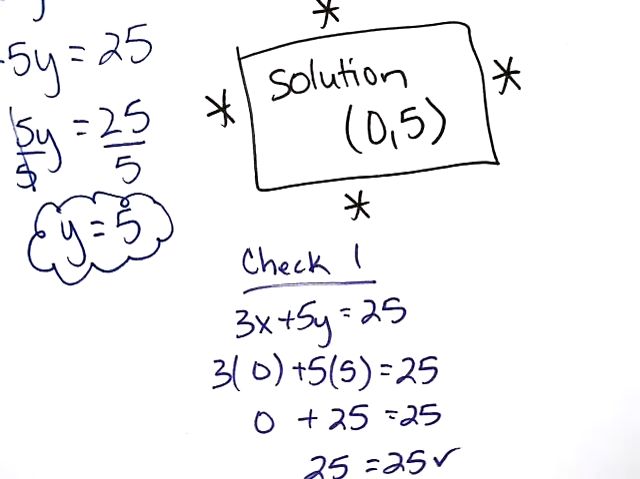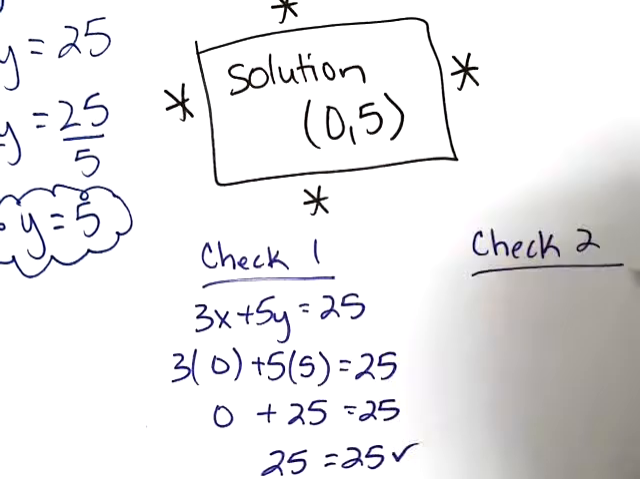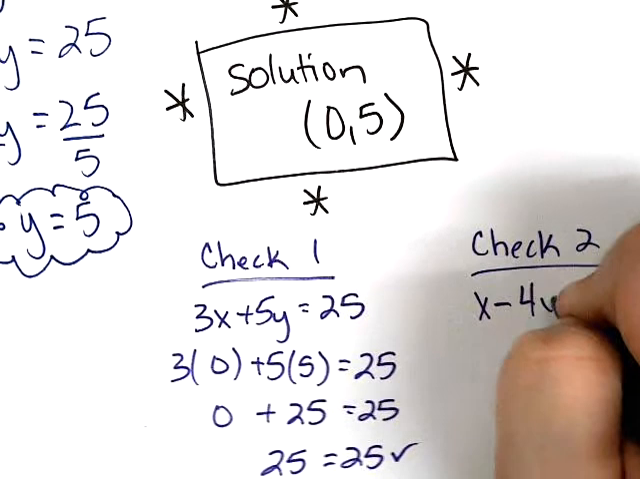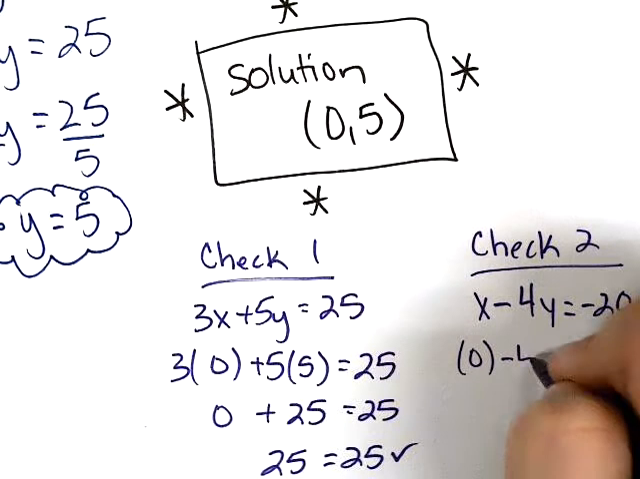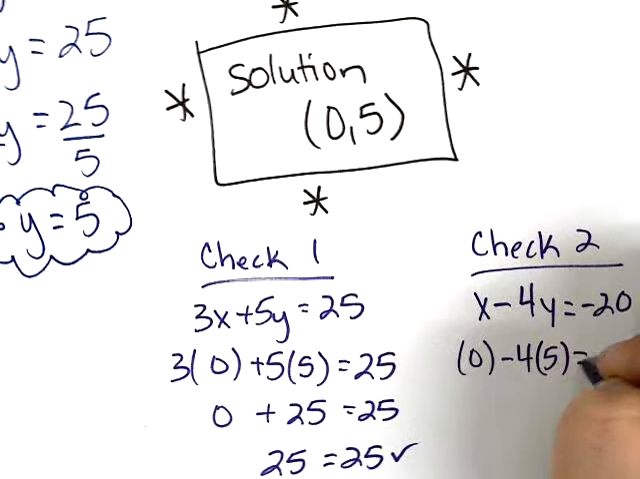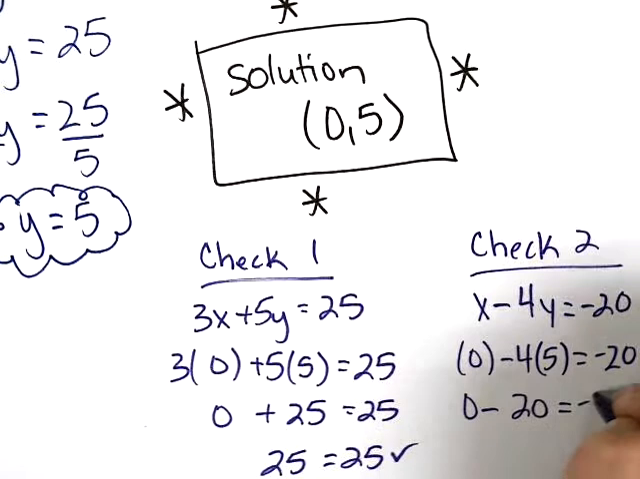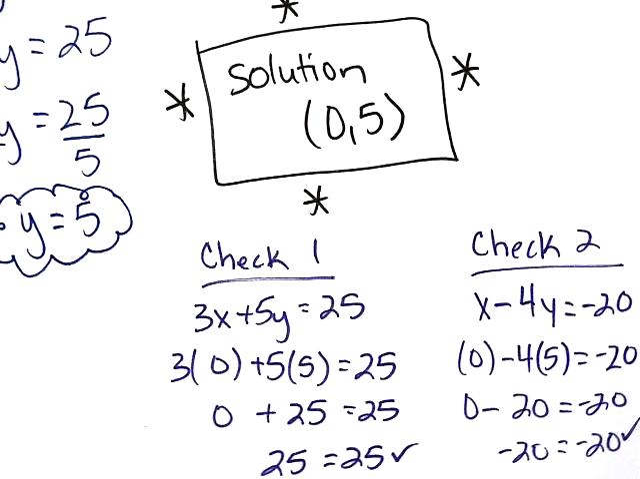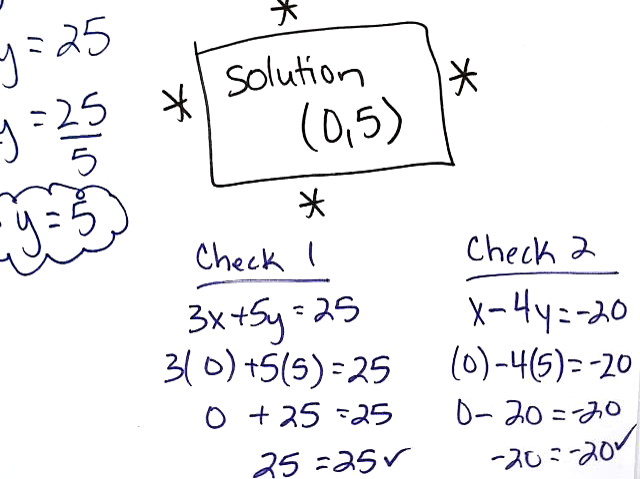All right, let's do our second check. Our second equation, go back up to your very originals. x minus 4y equals negative 20. So x is 0 minus 4 times y is 5 equals negative 20. 0 minus 20 equals negative 20, and we are good. Negative 20 equals negative 20. Awesome. So that is the solution to that first example that I gave you guys on page 17 that we didn't actually solve in class together.